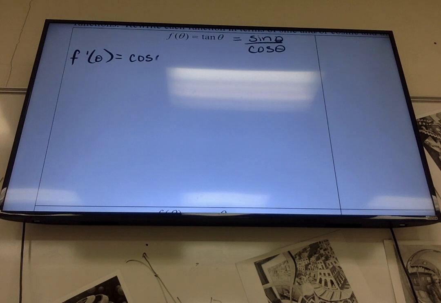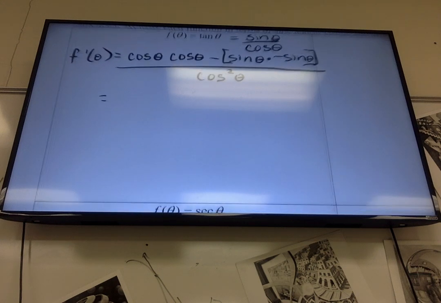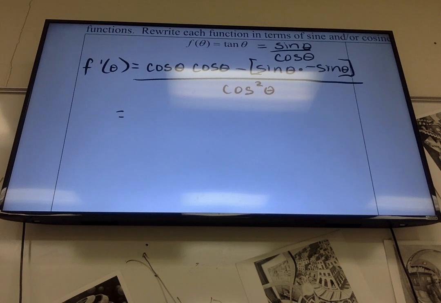Low d high. What's the derivative of sine? Cosine. Low d high minus high d low. What's the derivative? Negative sine. Good. Square the bottom and away we go. The quotient rule. There. All right.